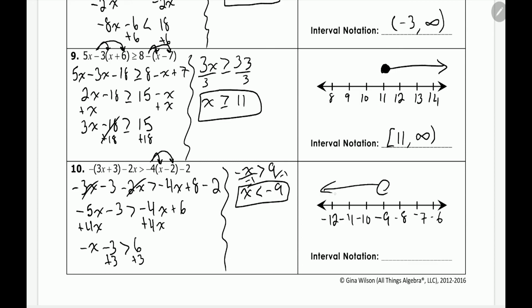They're to the left. So, if I write this down, I have parentheses, negative infinity, comma, negative 9. And do I have a bracket or parentheses? Since this is an open circle, I have parentheses. And that's it. If you have any questions, please let me know.